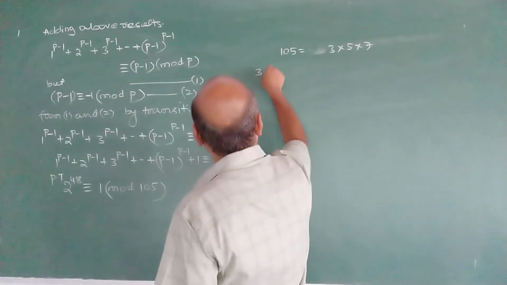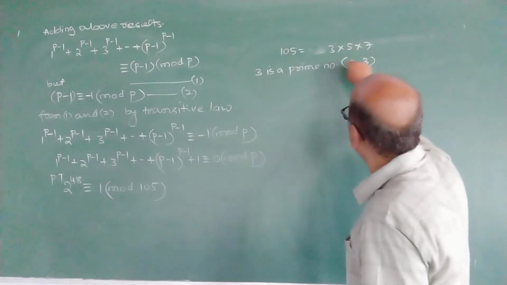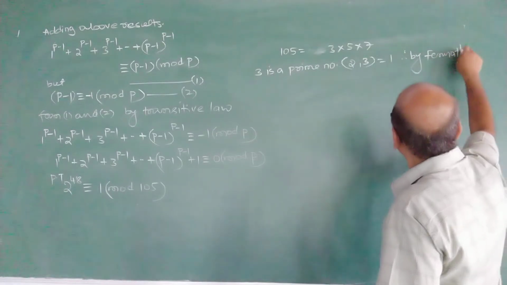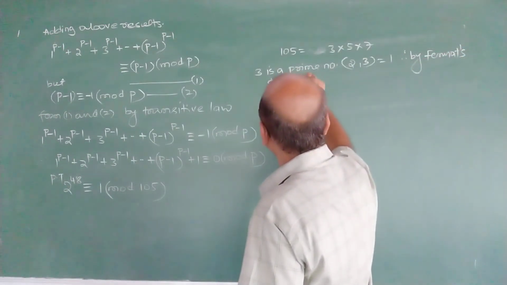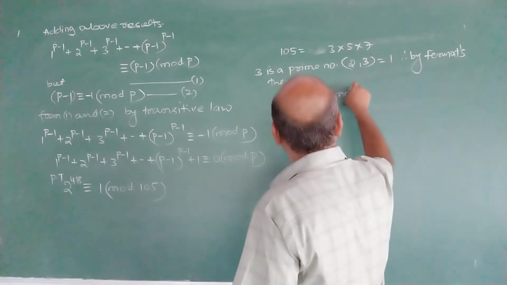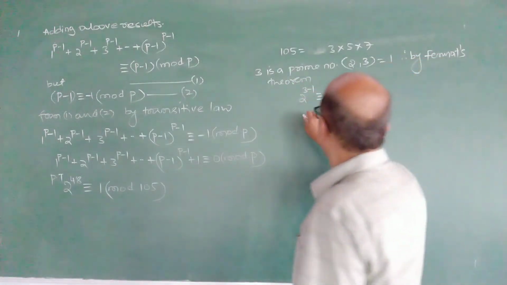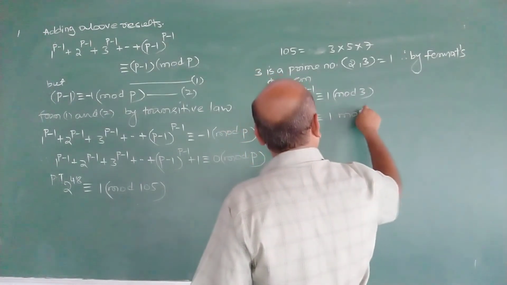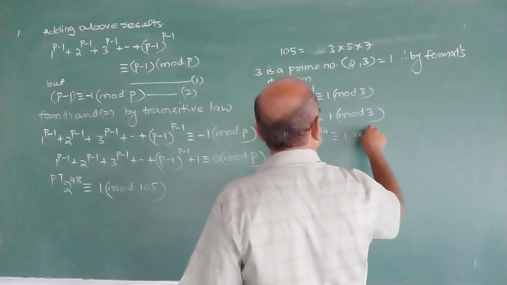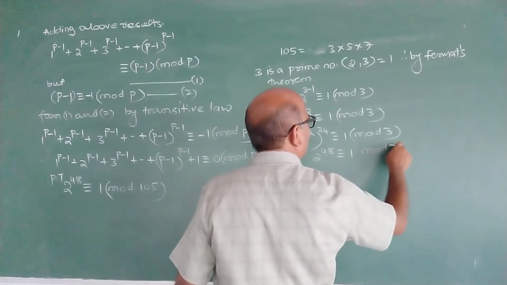First, 3 is a prime number. 2 and 3 are relatively prime. Therefore, by Fermat's theorem, 2 raised to 3 minus 1 is congruent to 1 mod 3. Correct application. 2 squared is congruent to 1 mod 3. Therefore, 2 squared raised to 24 is congruent to 1 mod 3, or 2 raised to 48 is congruent to 1 mod 3. First result.